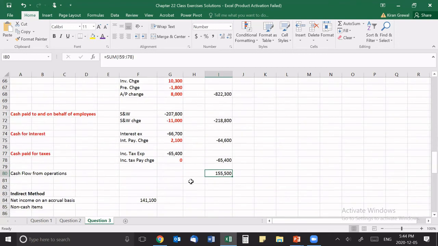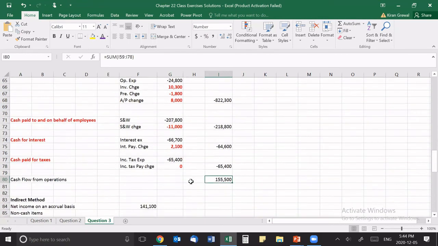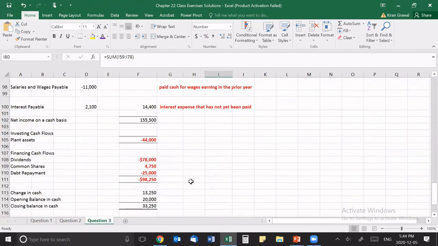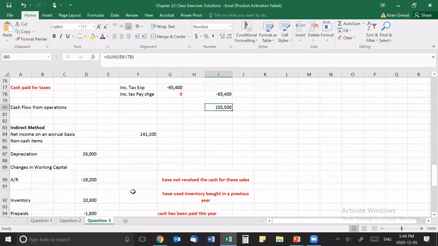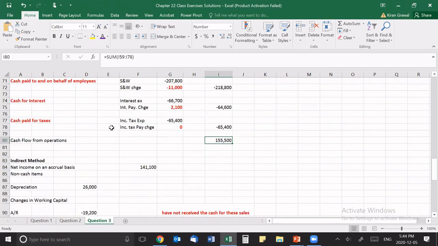So that is the direct method way. Let me show you the indirect method way, because we're still on the operating activities, and then we'll go through the investing and financing. Okay, so let's do the two different methods under operating activities. For financing and investing, it doesn't change.